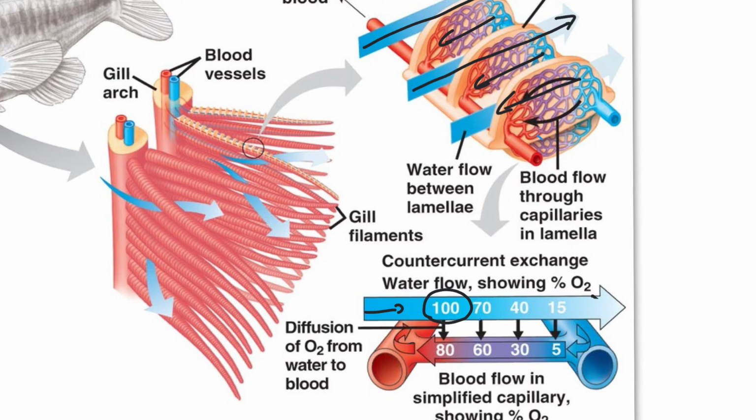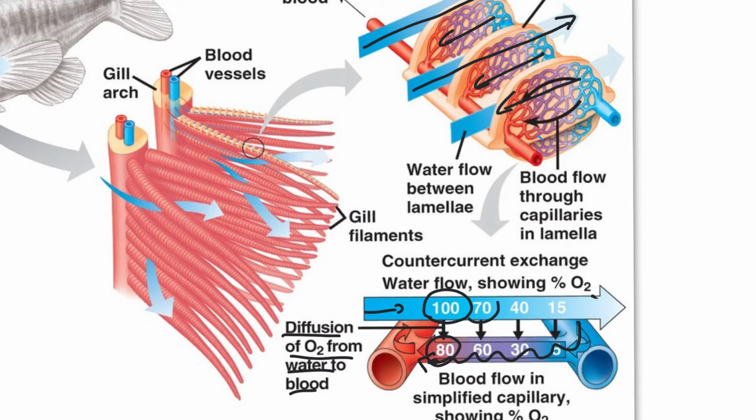This is meeting blood that's been travelling through the gill lamellae and has been oxygenated. So it's going to have a high oxygen concentration, let's say about 80, but not as high as the water. So a little bit of oxygen is removed from the water as the oxygen diffuses from the water to the blood down its concentration gradient across the membrane of the lamellae.